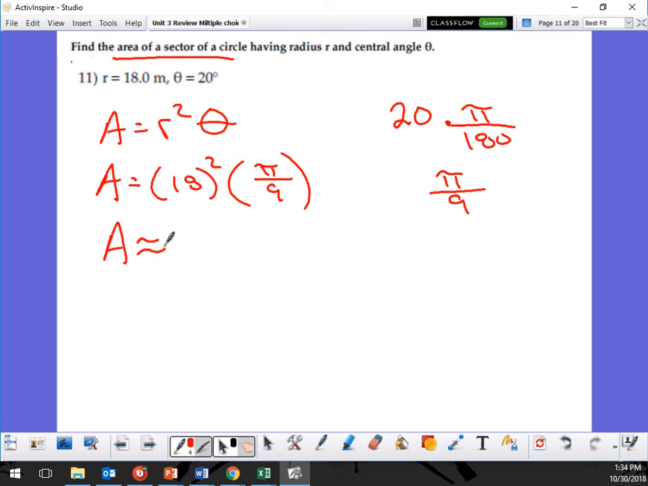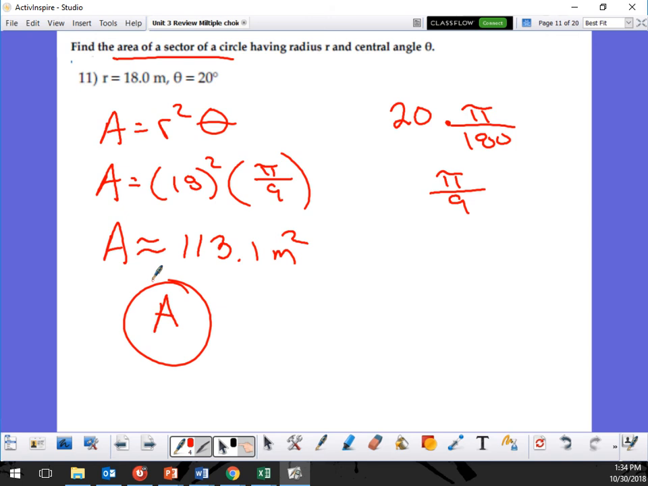So area is going to be about 113.1 meters. So what is my answer on this one? Meters squared, right? So this one's A.